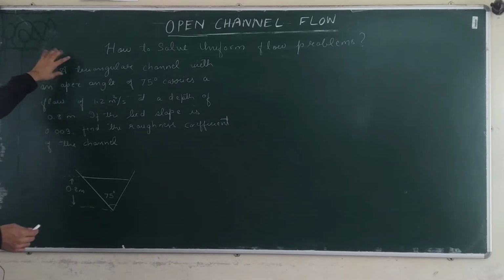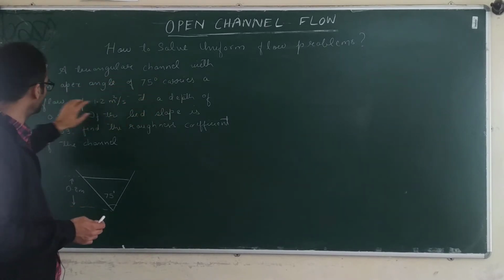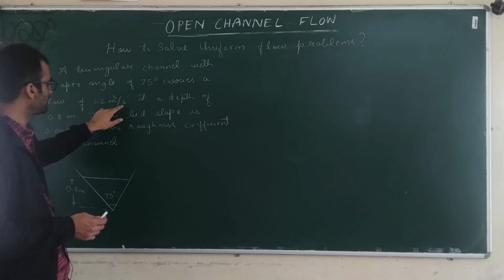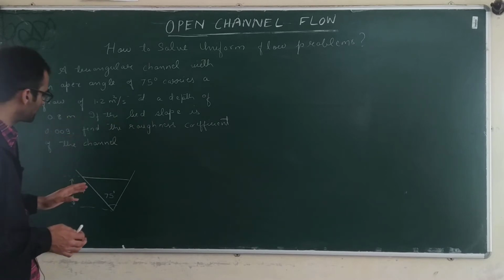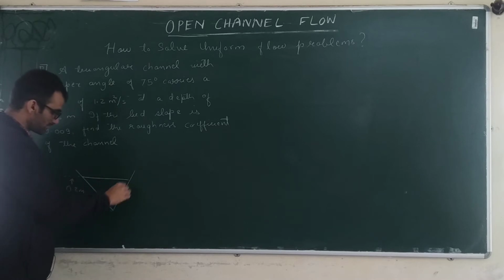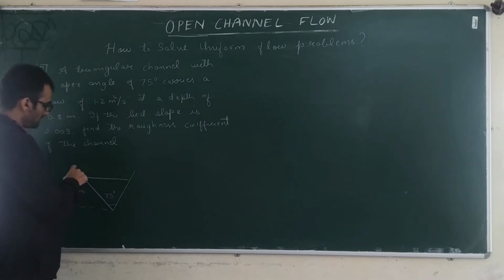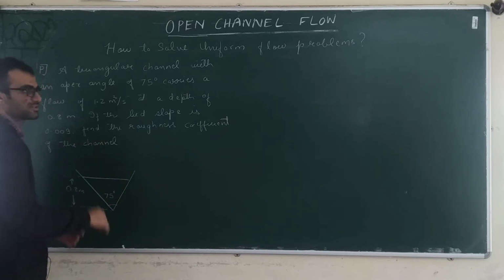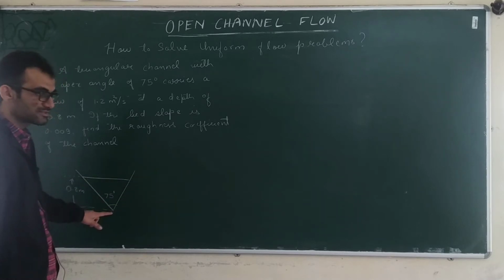So what is given? A triangular channel with an apex angle of 75 degrees carries a flow of 1.2 meter cube per second at a depth of 0.8 meters. We have a triangular channel, so the cross section of the channel will be triangular. It cannot be opposite. If it had been opposite, then we would have been given that the top of the channel is closed and it is inverted or so on. So we can fairly assume that the triangular section is like this.